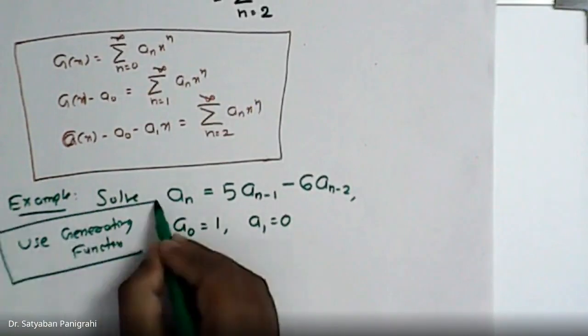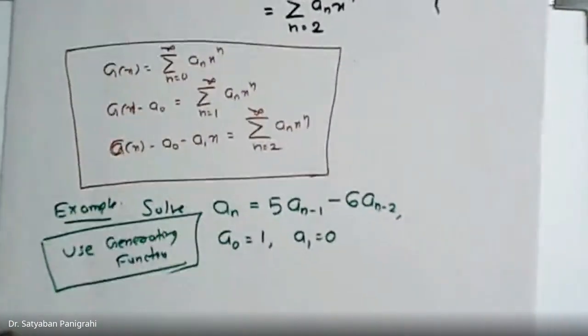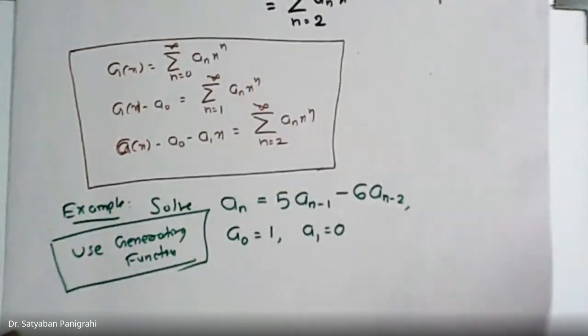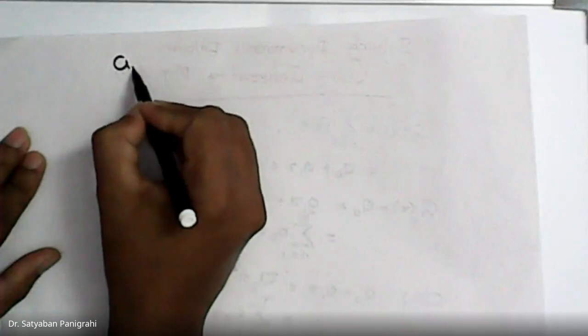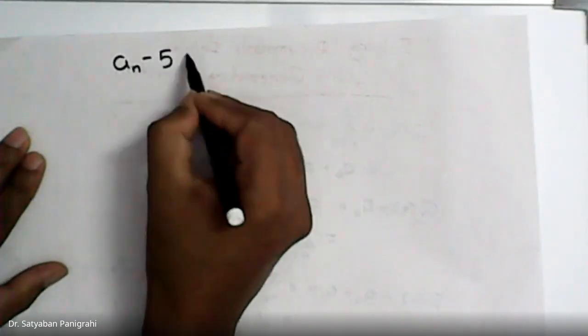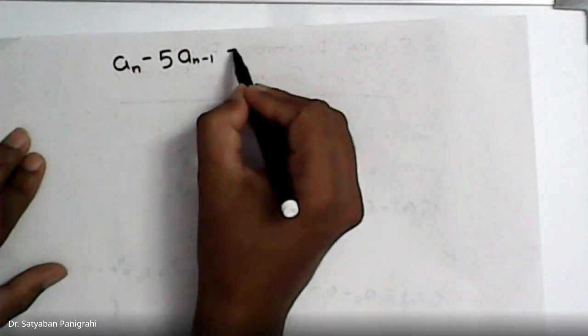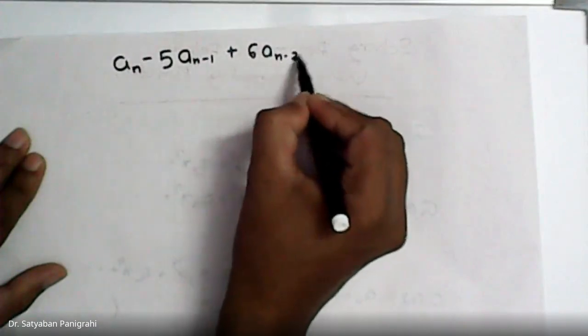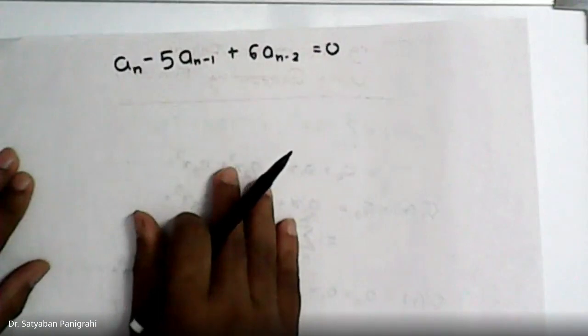Now, to solve this, this is a simple example. Corresponding to this we can solve any other example, so look at it carefully. So what do I do? First step, I am taking the recurrence relation as a_n minus 5 a_(n-1) plus 6 a_(n-2) equal to 0. I am taking everything to one side.